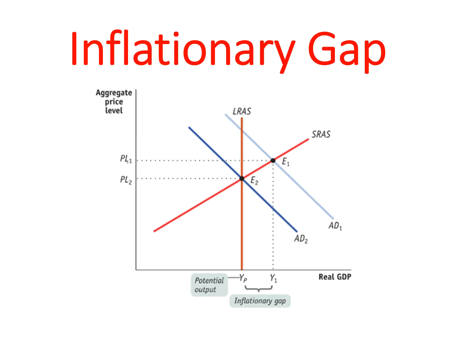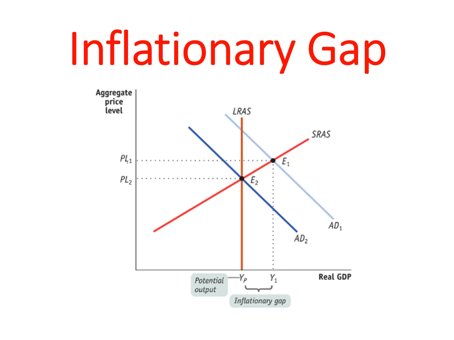Again, evaluate macroeconomic equilibrium at E2, YP, PL2. Full employment domestic output, Goldilocks scenario, real GDP growing at 2.3%, unemployment close to the natural rate of unemployment of 4%, and inflation at 2%.